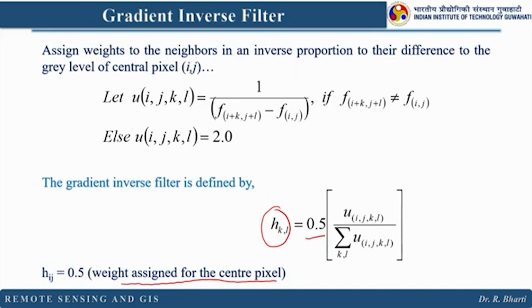So this is very important. In the gradient inverse filter, you are giving more weightage to the values which are similar to your central pixel value, and you are giving 50% out of 100 to the central pixel. So here you want to preserve your original information, but at the same time you want to apply this gradient inverse filter to correct your image, right.